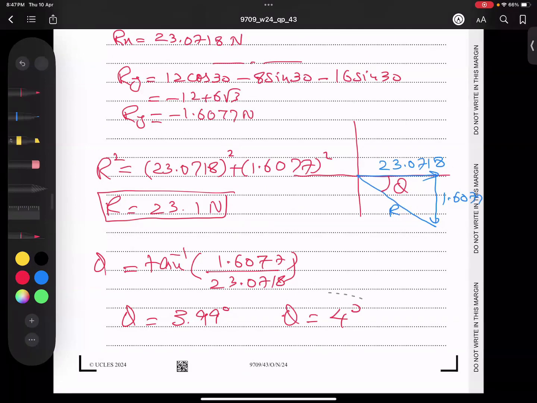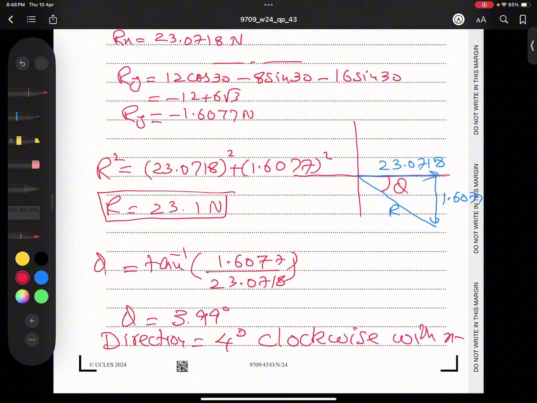Look at here. This is called direction. How to answer, students? Direction is 4 degree clockwise with the x-axis. With the x-axis, okay.